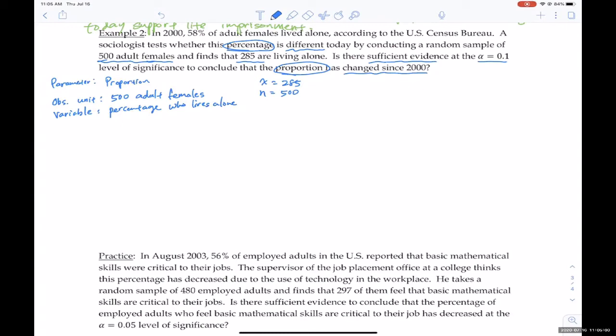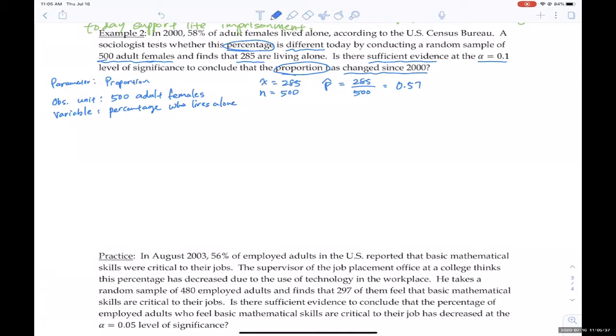Then we can actually figure out our p hat. What is our p hat? Our sample proportion. Of course, 285 divided by 500, which gives us 0.57. We are collecting all the data here. So far so good. And which means that q hat, do we need q hat? No, not necessarily. We don't need q hat.